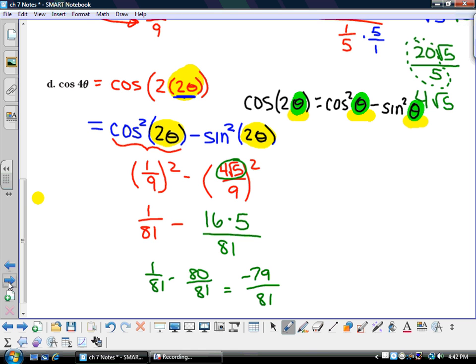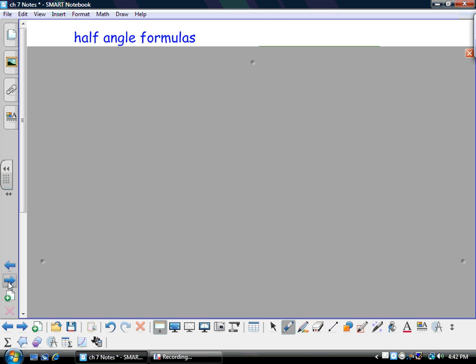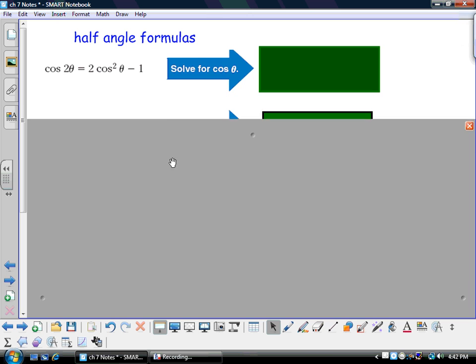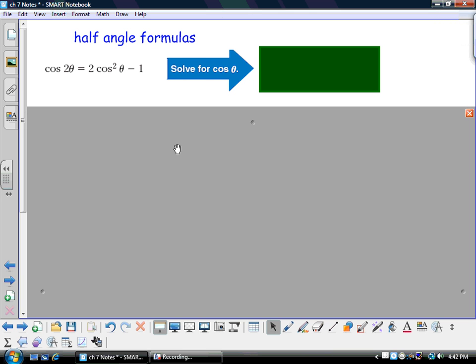The other half of today's lesson is half-angle formulas. So we just talked about the double angle formulas. Now we need to talk about the half-angle formulas. What we're going to do is take the double angle formula and solve it for cosine theta. When we solve it for cosine theta, we would add 1 to both sides and then divide both sides by 2.